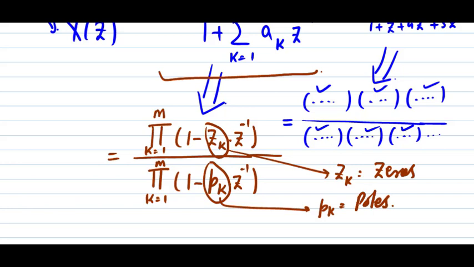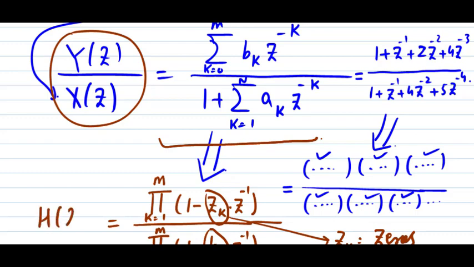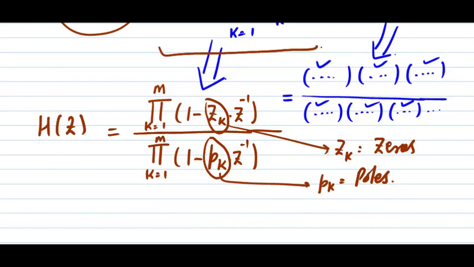Okay, and this thing is basically Y(z) over X(z), and it comes out to be equal to H(z). So it means that H(z) is equal to the multiplication of these terms divided by the multiplication of those terms. Here zk are zeros and pk are poles.